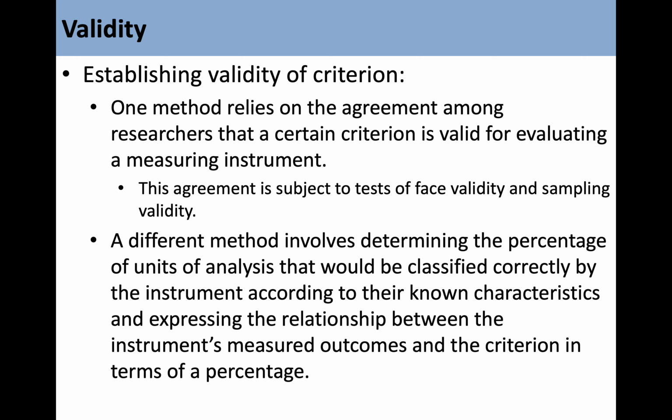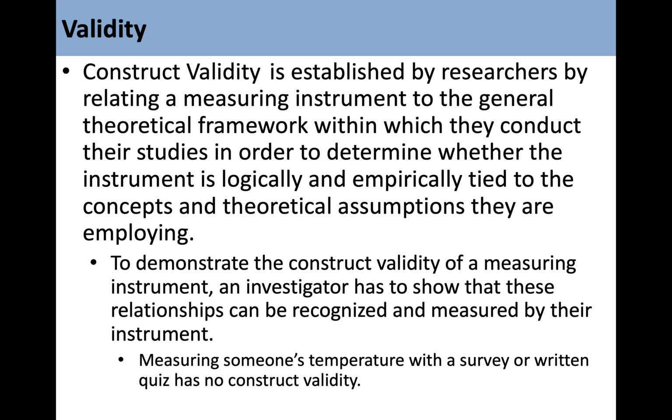Establishing validity of criterion. One method relies on the agreement among researchers that a certain criterion is valid for evaluating a measuring instrument. This agreement is subject to tests of face validity and sampling validity. A different method involves determining the percentage of units of analysis that would be classified correctly by the instrument according to their known characteristics, and expressing the relationship between the instrument's measured outcomes and the criterion in terms of a percentage.